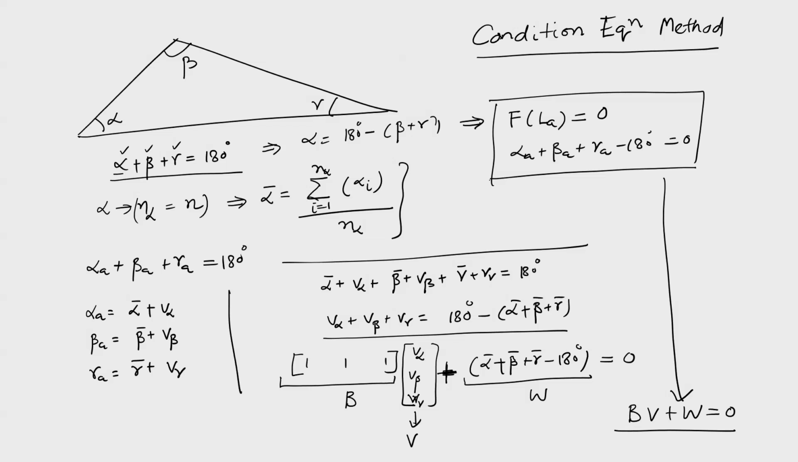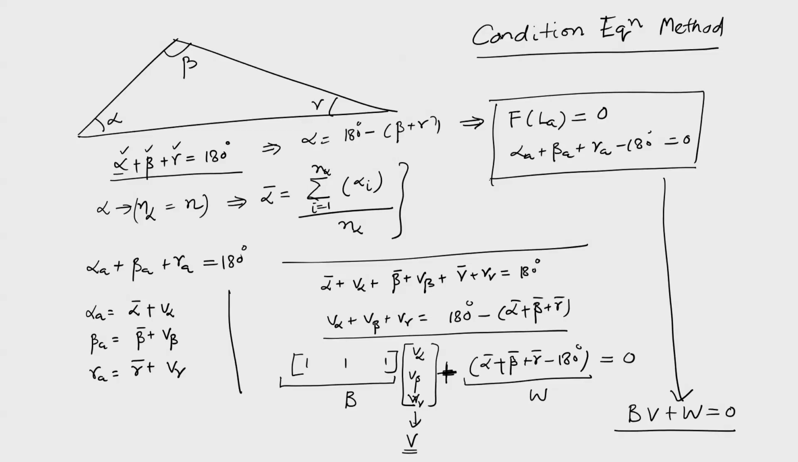What is unknown? The unknown here is V, because the moment I know V, I will add it to alpha bar, beta bar and gamma bar, and I can find the adjusted values. That is it. This is what I want. So, in the case of the condition equation method, the residuals are the unknown, or I can say each variable is unknown, but they are connected with the condition equation, and that is why I am using the condition equation for my adjustment process.